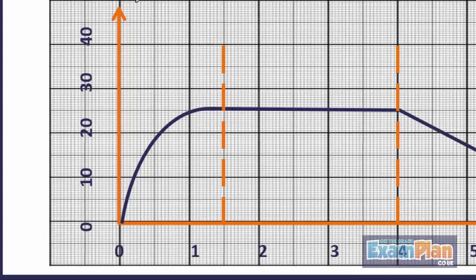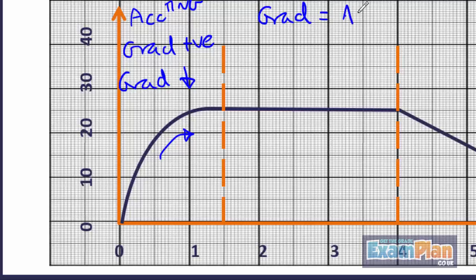Between 1 and 1.5 seconds, the car is accelerating, but at a decreasing rate. This is because the gradient is positive, but the gradient is also getting smaller. Between 1.5 and 4 seconds, the car is going at a constant speed, because the gradient is 0 and so the acceleration is 0. The constant speed is 25 meters per second.